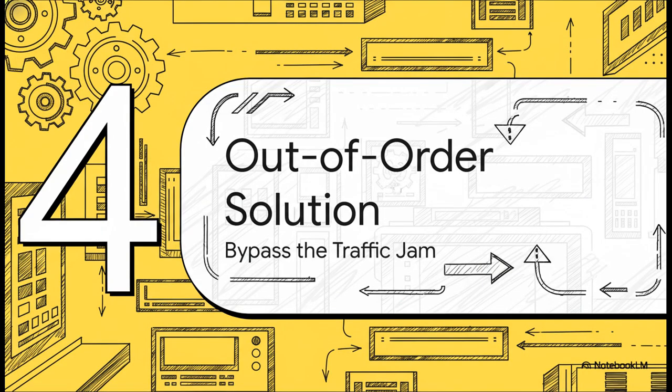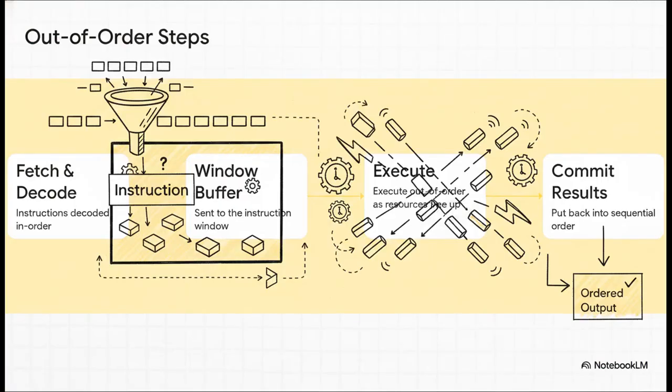Section 4, the out-of-order solution, bypassing the traffic jam. To get around these frustrating roadblocks, engineers had to come up with some incredibly clever, dynamic hardware fixes. We are essentially upgrading from a rigid, old-school factory to a smart, dynamic one. This out-of-order execution breaks the instruction lifecycle down into a simple 4-step process.